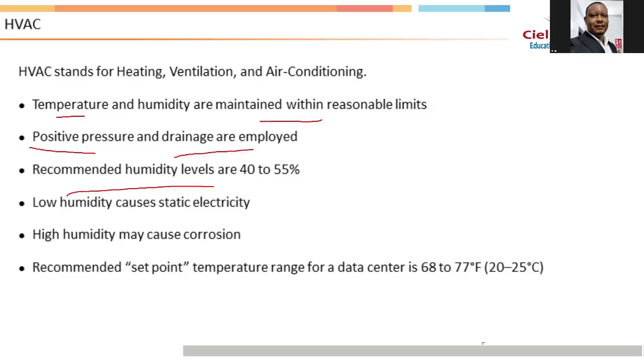Recommended humidity level should be between 40 to 55% because low humidity causes static electricity. High humidity can cause corrosion. Then for your AC, it is expected that you have a cooling system between 20 to 25 degrees centigrade.